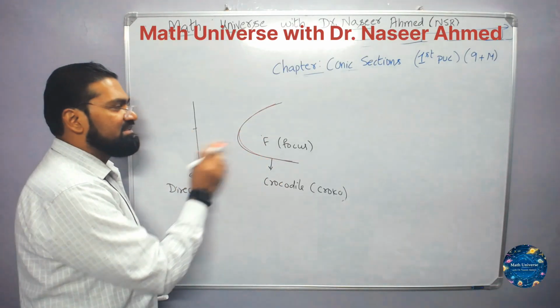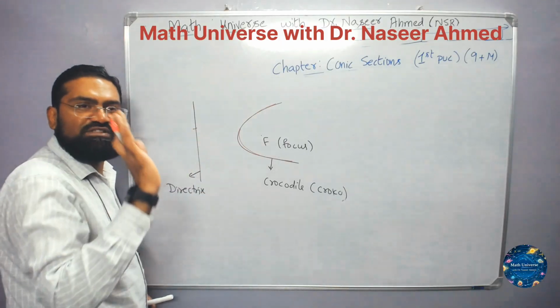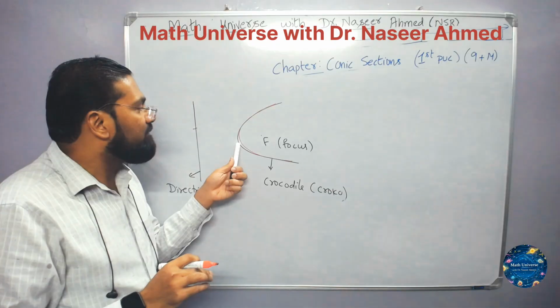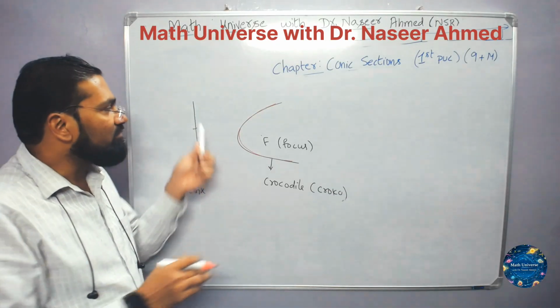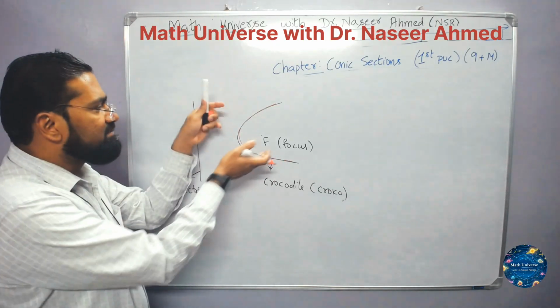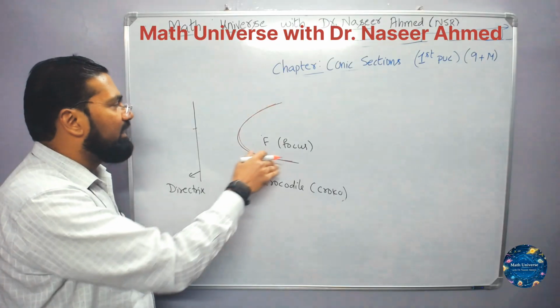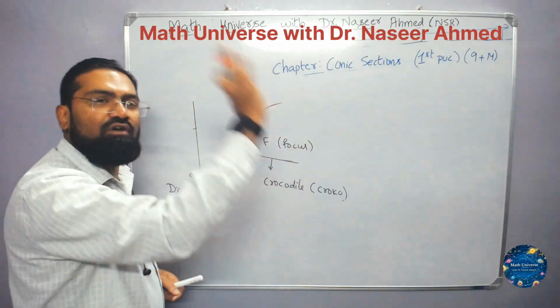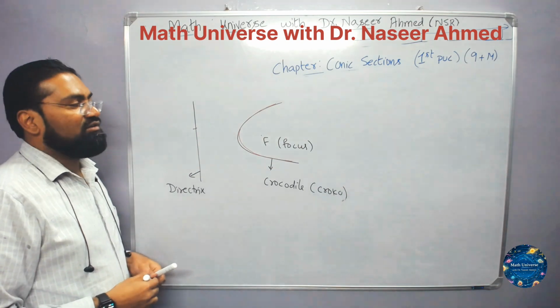So if we remember this location, it is more than sufficient. Inside the mouth is the focus, and opposite to the closing part of the parabola, nothing but the crocodile, is the directrix. If this is remembered, the remaining things will flow. Make a note of this.